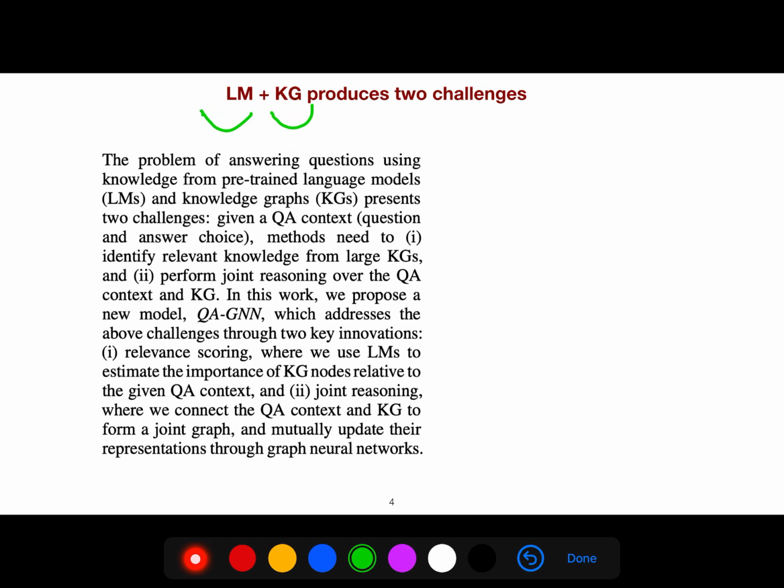The problem of answering questions using pre-trained language models and knowledge graphs presents two challenges. Given a question answering context, for example with four answer choices, the methods need to identify relevant knowledge from the large knowledge graph, and they should also perform joint reasoning over the question and answer. We address these challenges through two key innovations. First, relevance scoring, where we use language models to estimate the importance of knowledge graph nodes relative to the given question answering context. And joint reasoning, where we connect the question answering context and knowledge graph to form a joint graph and mutually update the representations through GNN.